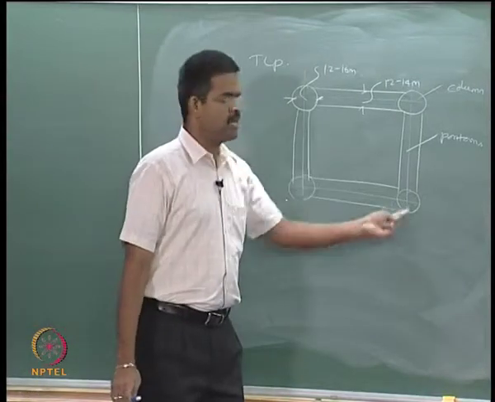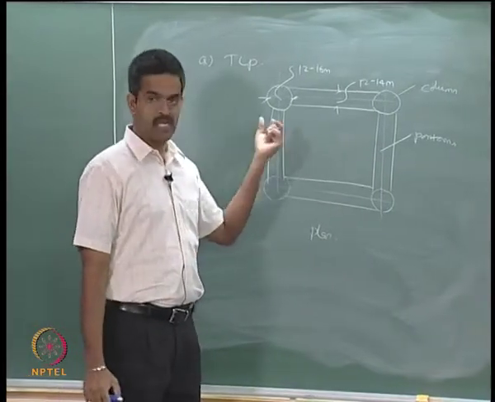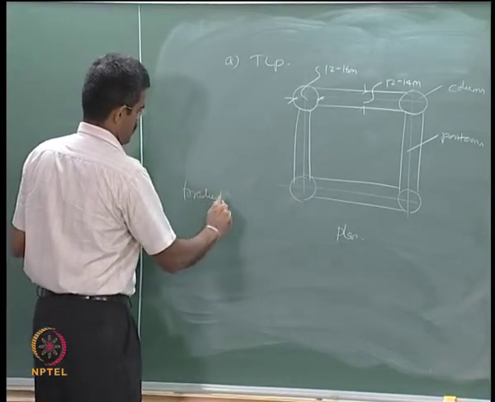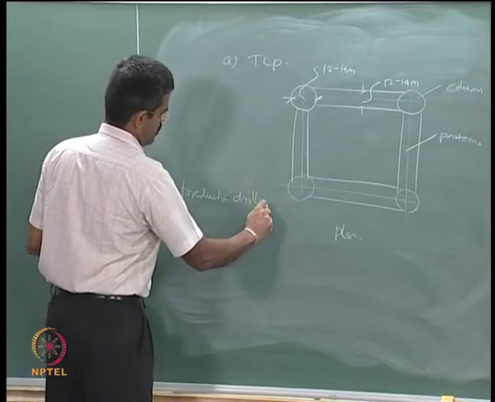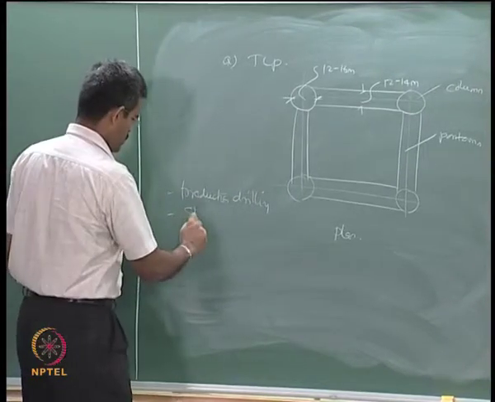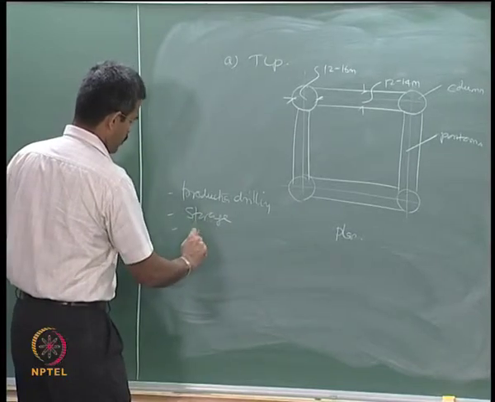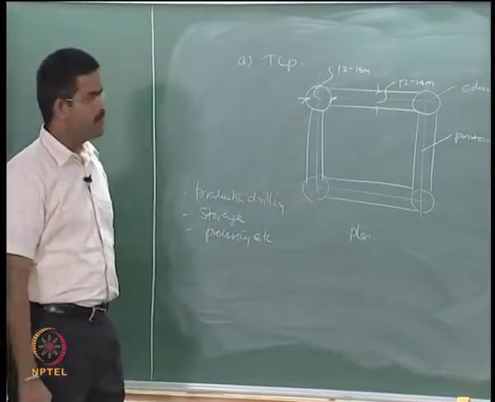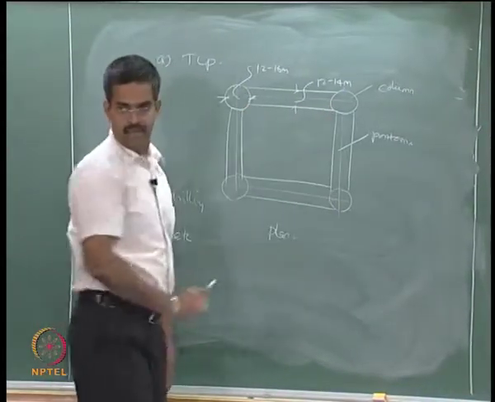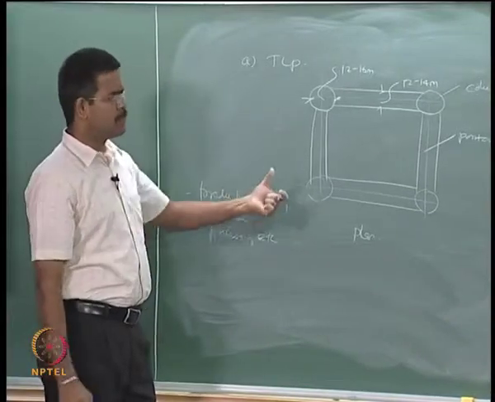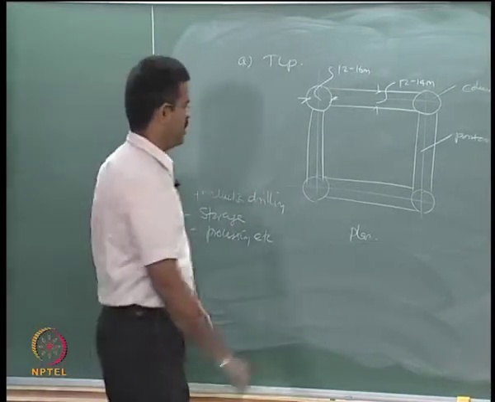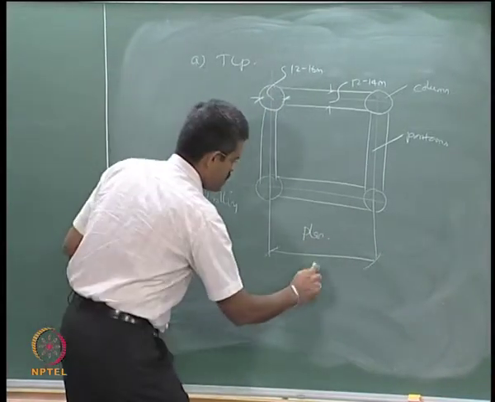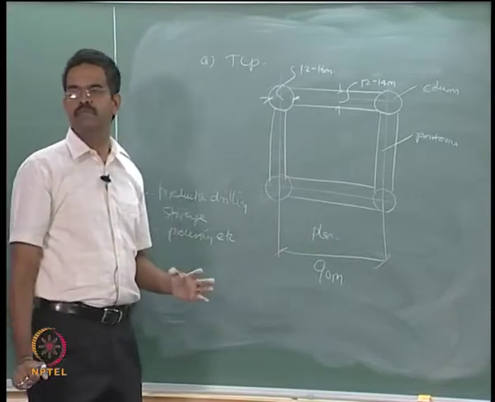Since the platform is designed to satisfy certain functional requirements like production, drilling, storage, initial processing, etc., it requires a very large plan area. A typical size of a TLP in the literature, if you see, the center to center can be as high as 90 meters.